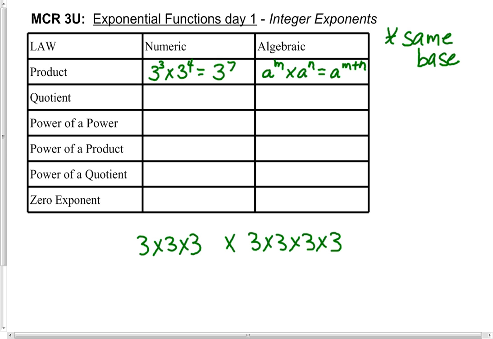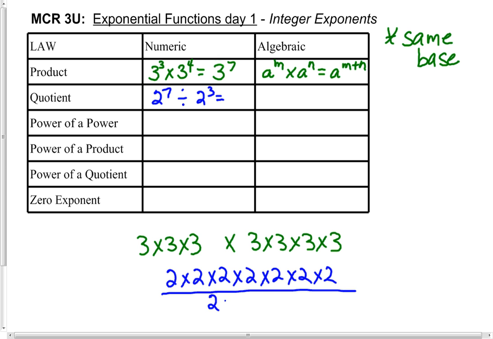Similarly, if you have two powers with the same base and you divide, the first one would be 2 times itself 7 times, divided by 2 times itself 3 times. You know you can cross out common factors, so we would be left with 2 to the 4th. When we have two powers with the same base, you can subtract the exponents when you divide.